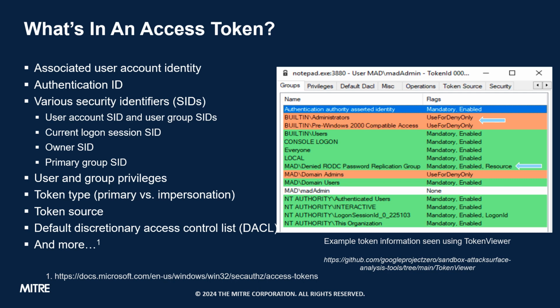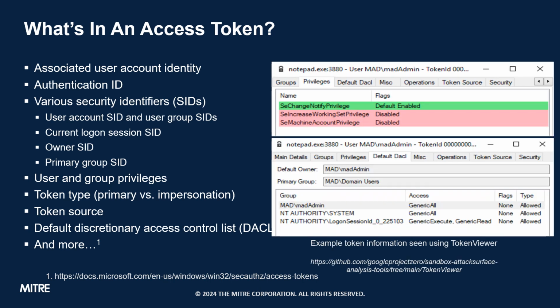The resource flag marks domain local groups, and the used for deny-only flag indicates that the group SID is a deny-only SID for a restricted token, meaning that when a system performs an access check using this token, this group SID can only be used to deny access, not to grant access. We'll talk more about restricted tokens and access checks in future lessons, but for now the main takeaway is that the user and group SIDs are used to determine if the process or thread with this access token can access a particular securable object.